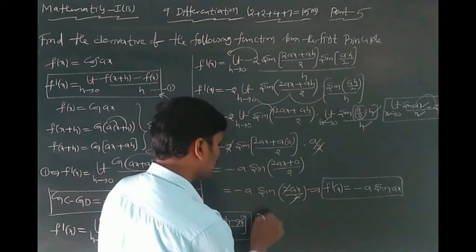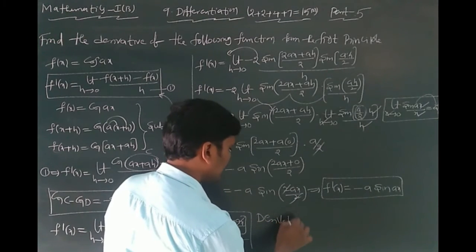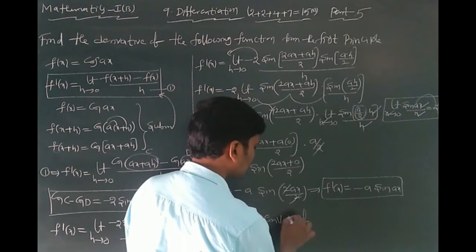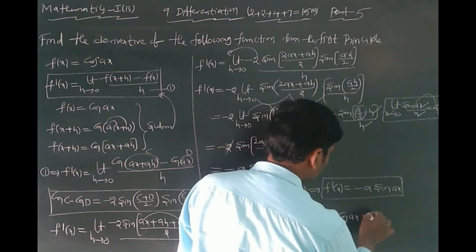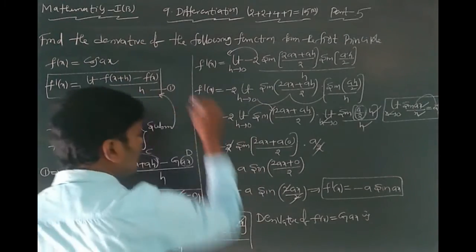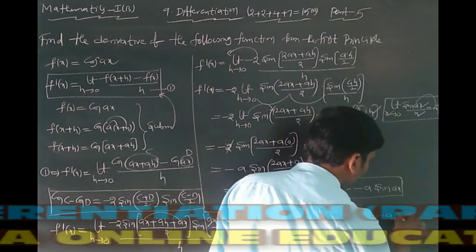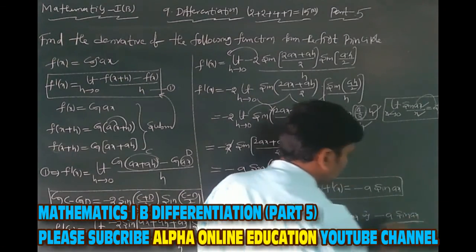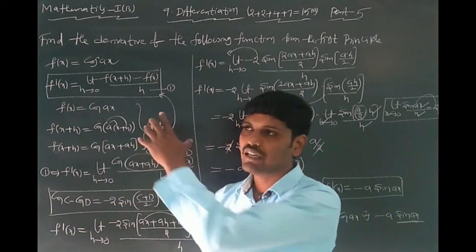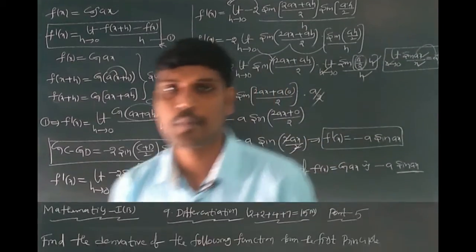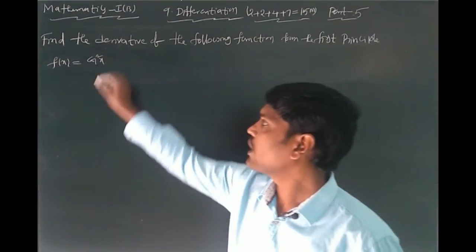Therefore, the derivative of f of x is equal to cos ax is minus a sin ax. This is also an important repeated problem in IB examination. This is a proof. Next problem is f of x is equal to cos square x.